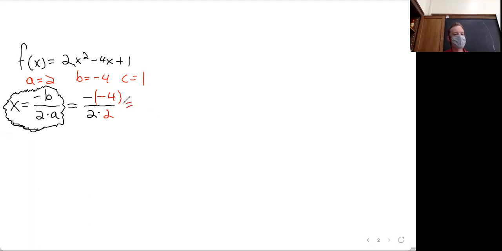If I start to simplify this, in the denominator, 2 times 2 is going to be 4. And if I have this double negative in the numerator, what's going to happen there? It's going to turn positive. So I just have a +4 in the numerator, meaning that I've got +4 divided by +4. And what should that give me when I divide those? X equals what? 1.